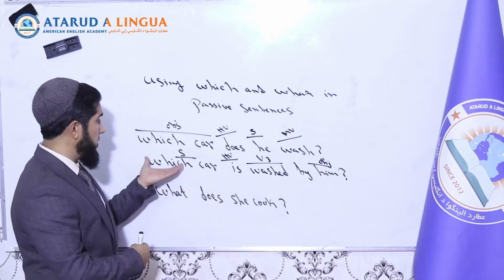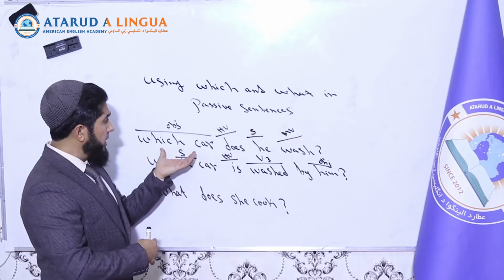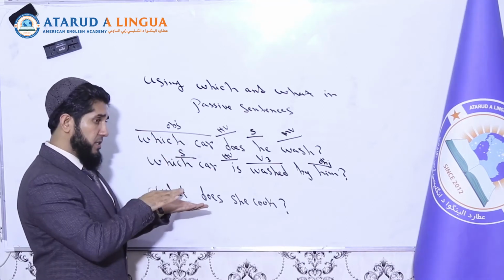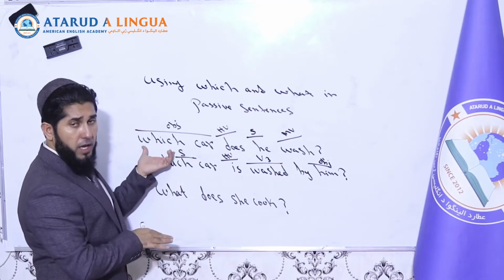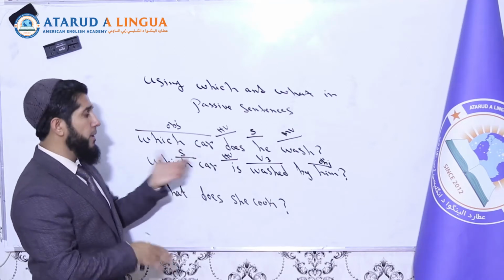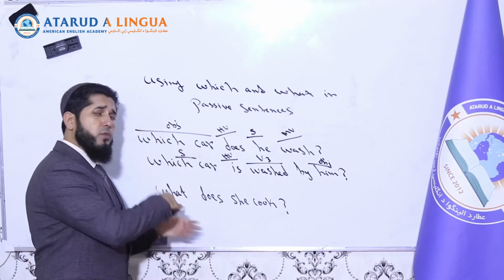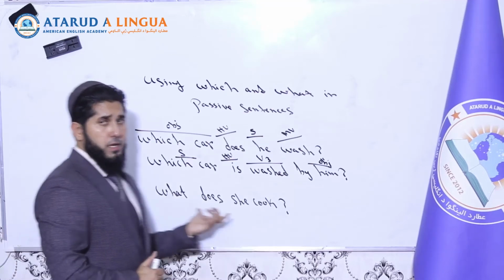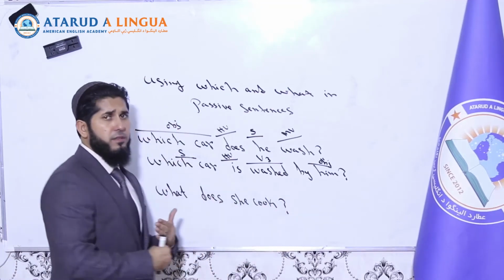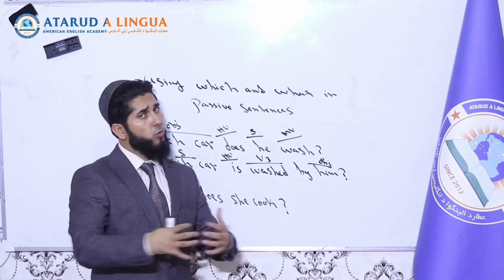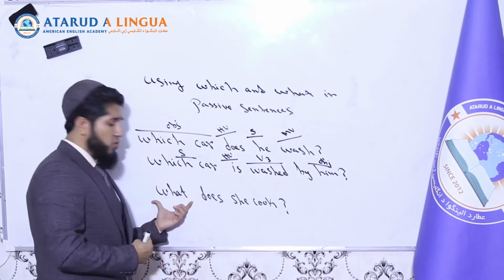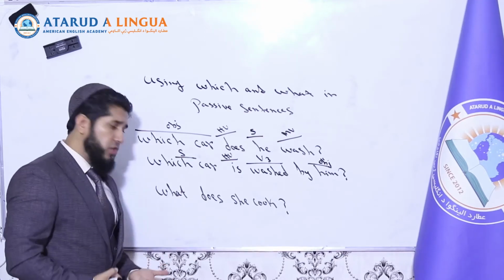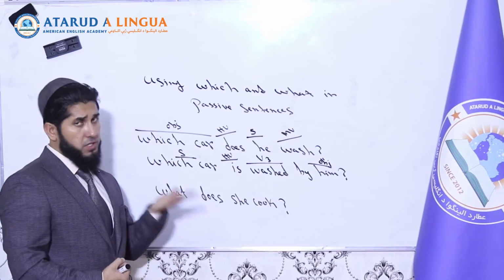So this is how we can change our active form sentences in all 12 tenses, including the phrase which plus a noun, from active form to passive form. Now, the word what is a little bit different from the rest of the WH question words, because when the word what is used in information questions, it usually functions as an object.